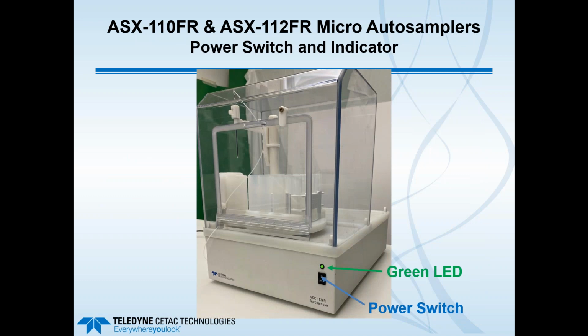After you do that, you then turn on power to either of the Autosamplers via a front power switch. So the power switch is on the front of the unit, and once power is on, that'll be denoted by a green color LED on the front of the unit. So the power switch is not on the back panel, it is on the front panel.